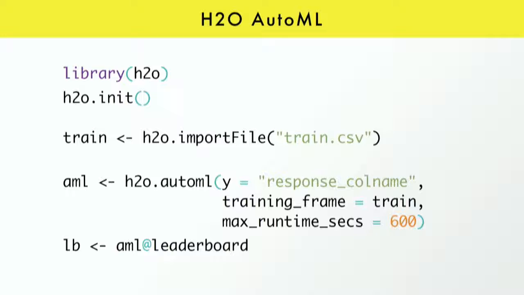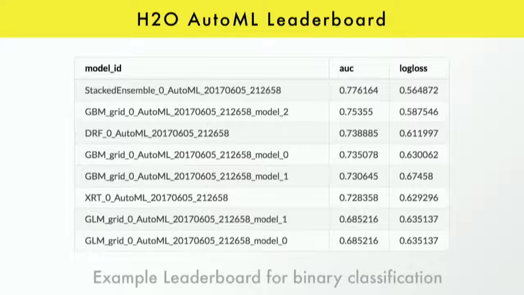So we have our own import command. This is essentially read CSV, but just a parallelized distributed version. And then the function is called AutoML, H2O AutoML, and you essentially say what your training set is, what your response column is, and how long you want it to run for. You can also say how many models you want it to train.